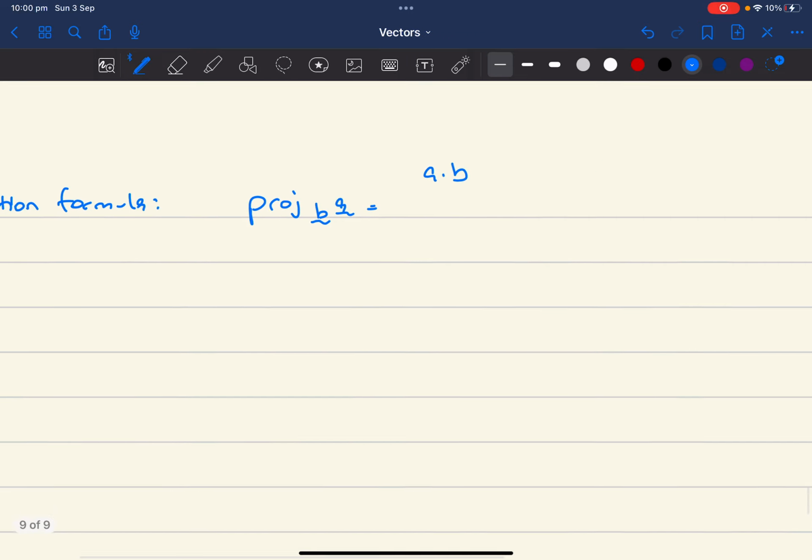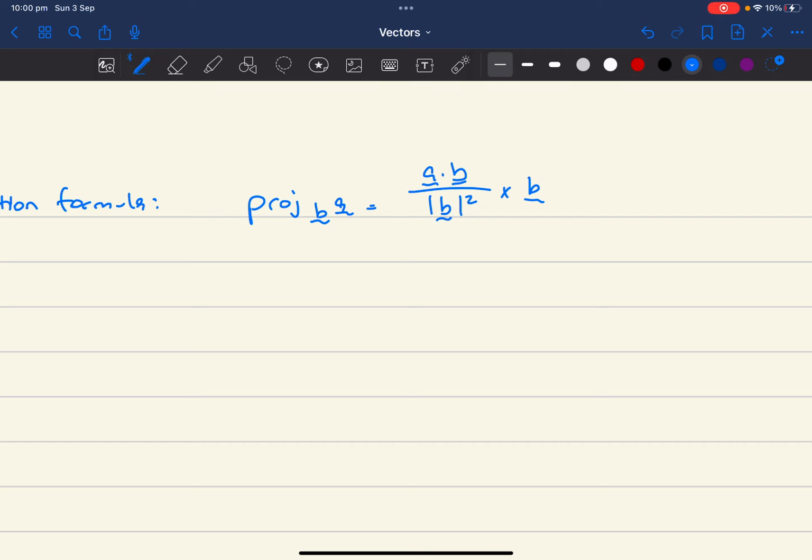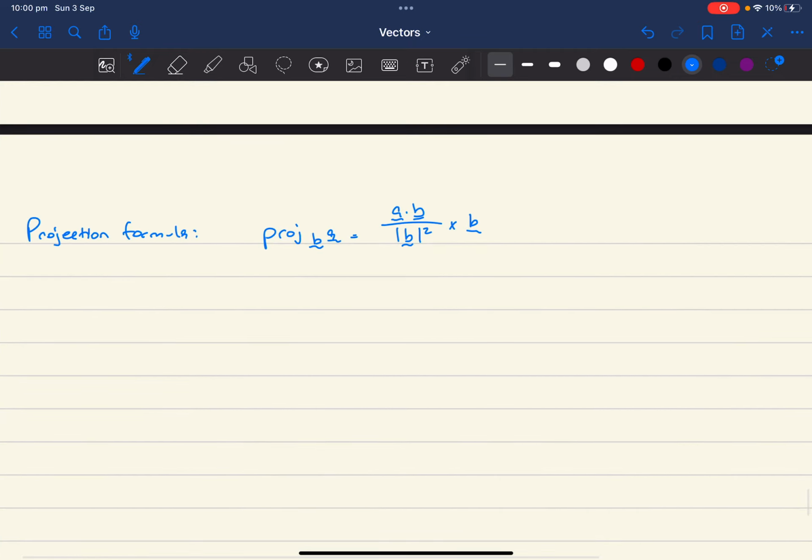Okay, A dot B over the length of B squared, times B. So you should have that formula, right? So what projection actually means is, you can think of it as like a shadow.